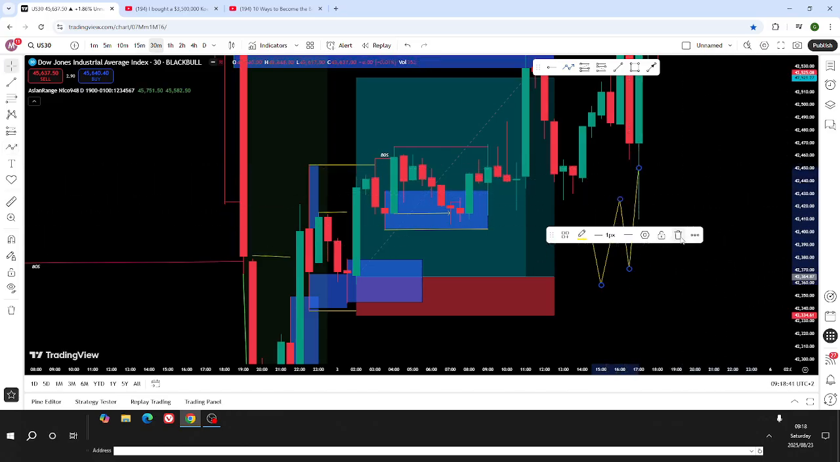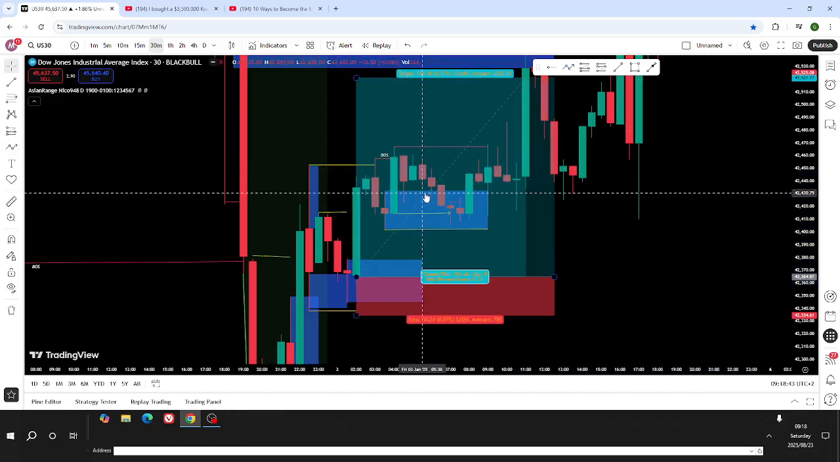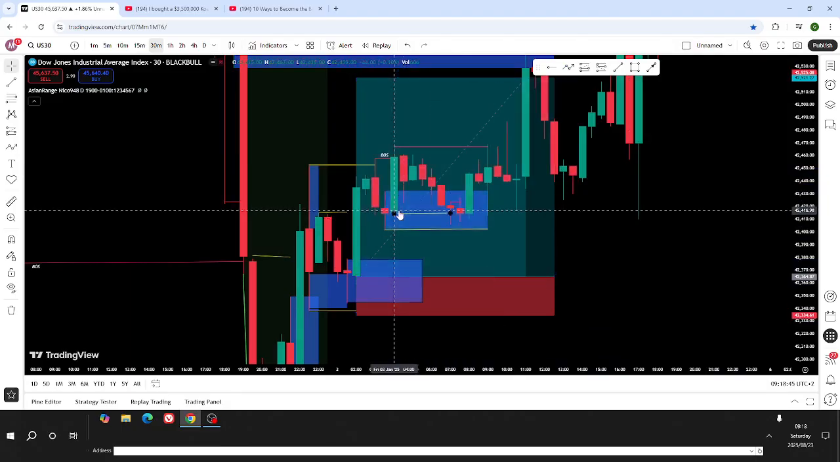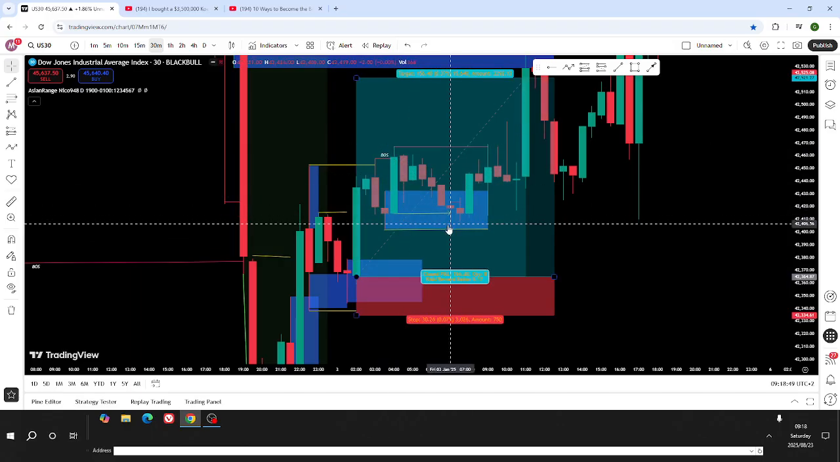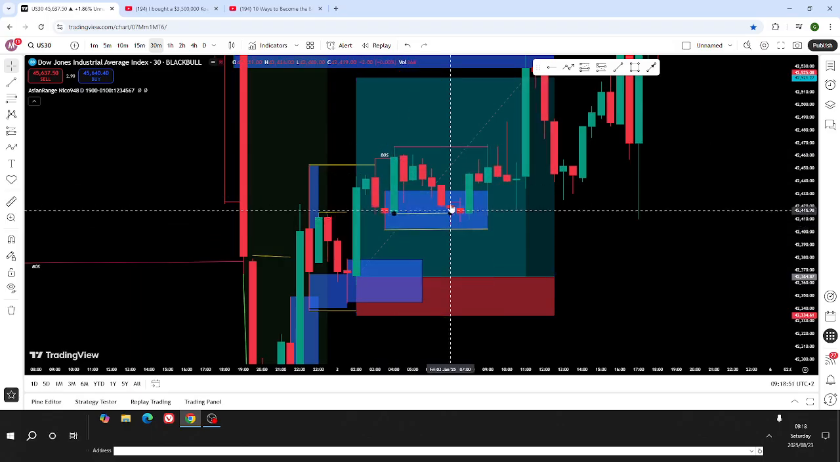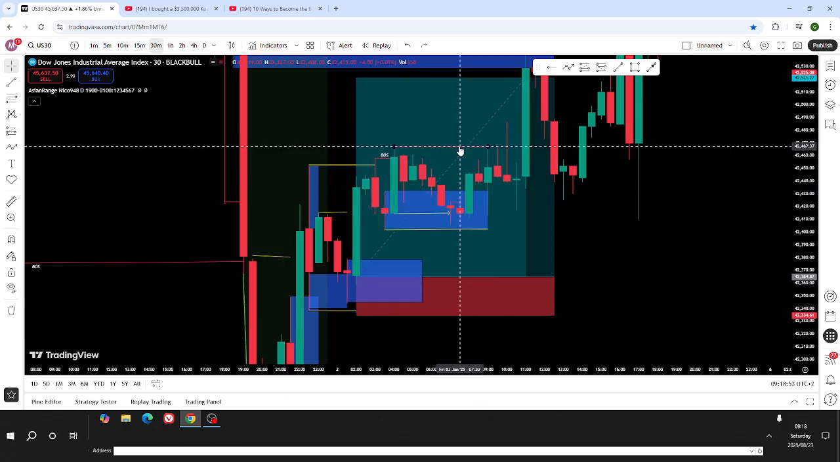But then in our 30 minutes, we see that the low of the external candlestick has been swept. That's the first sign to say we're going to go and target the high.